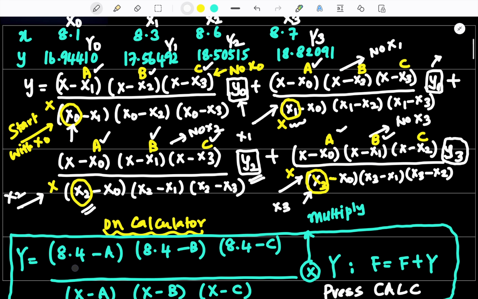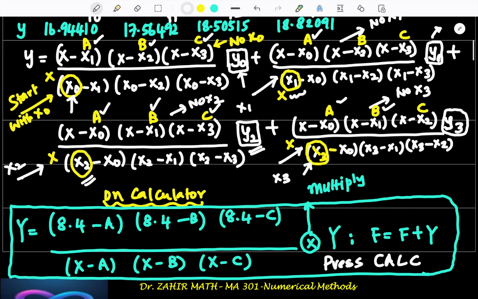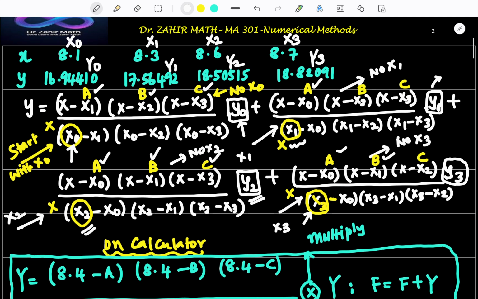See here, the value which you're going to approximate, minus A, minus B, minus C. Okay, in the down it is what? X minus A, X minus B, X minus C. Then multiply by this Y. So A colon, F is equal to F plus Y. That's it. No teacher, I don't want this formula. I wanted to do directly.